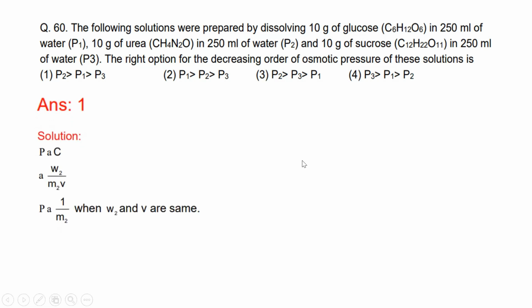Okay, the explanation you can give like this. Osmotic pressure is proportional to concentration, and concentration is proportional to weight divided by molar weight times volume. So according to that, you can say osmotic pressure is inversely proportional to molar mass because volume is the same and weight is the same. So less molar mass, more osmotic pressure. So based on that, we are given option 1. Right. So question number 60, option 1 will be the right answer.